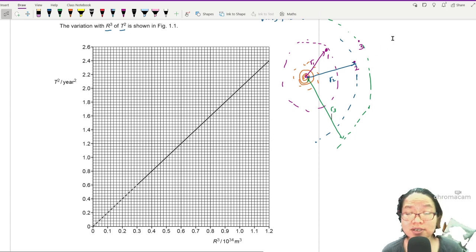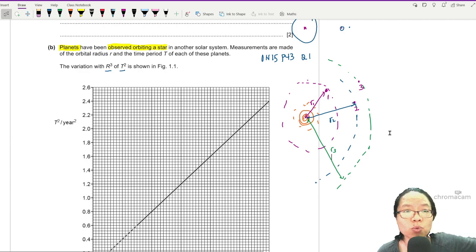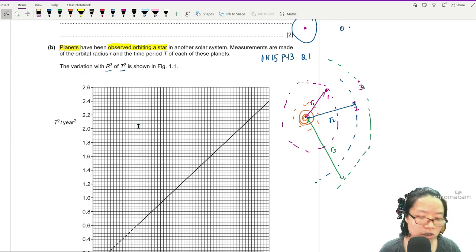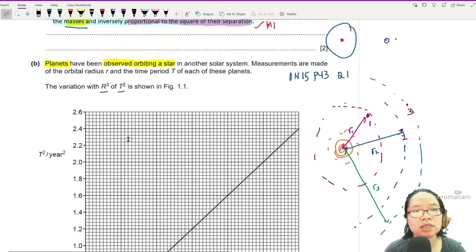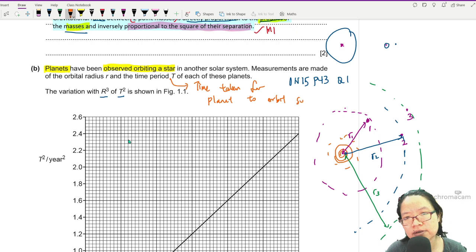The further away you are from the sun, the longer it would take for you to orbit one round around the sun. If you are not sure about what period is, normally it is when you have one complete cycle. In this case, it is the time taken for the planet to orbit the sun, so to move in one circle around the sun.